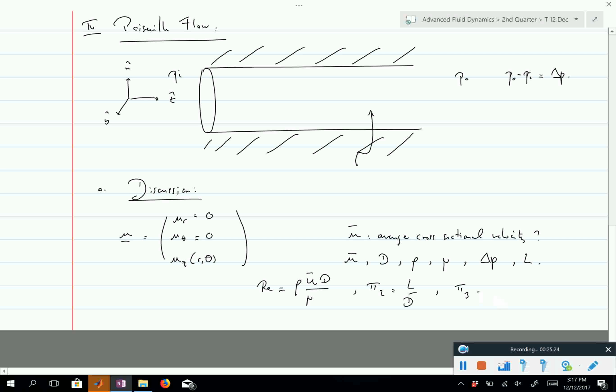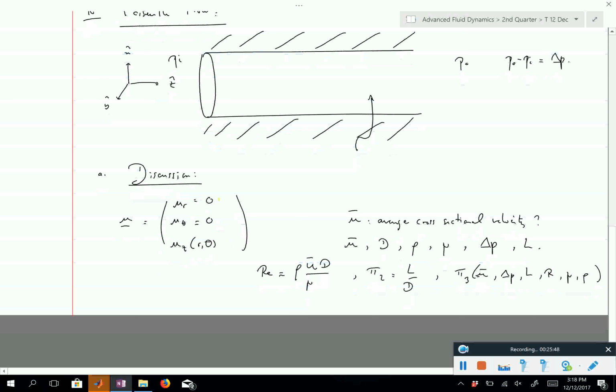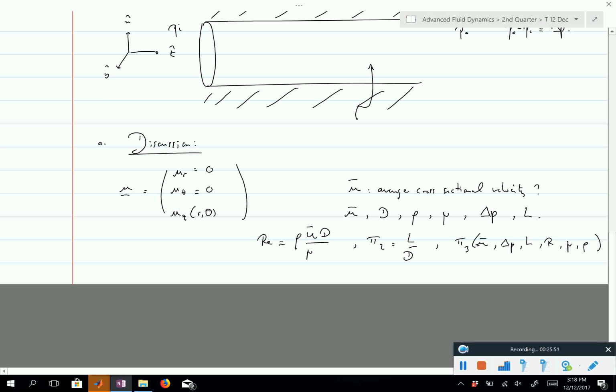I want P3 to be a function of U, to be a function of delta P, right? If it's a function of delta P, it will be a function of L, because delta P is over L. And then in principle, I may want it to be a function of R, and of the fluid densities, of mu and of rho, of the material properties. So I want it to be a function of pretty much everything.